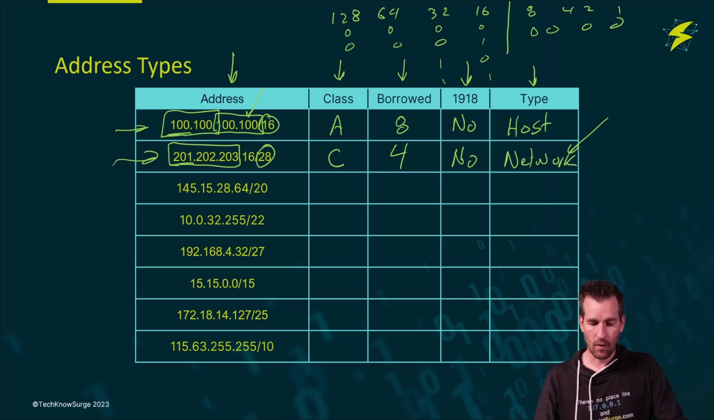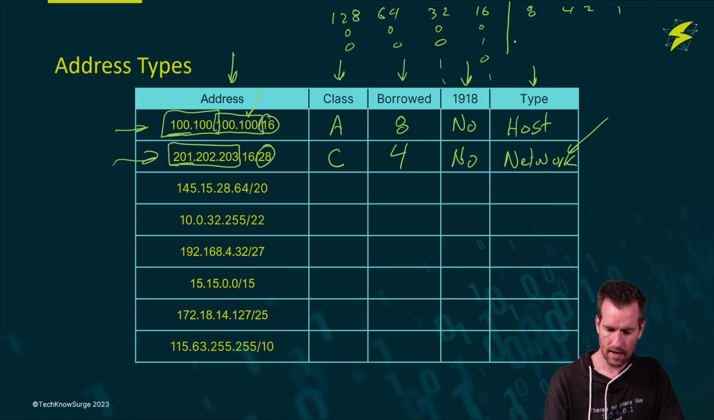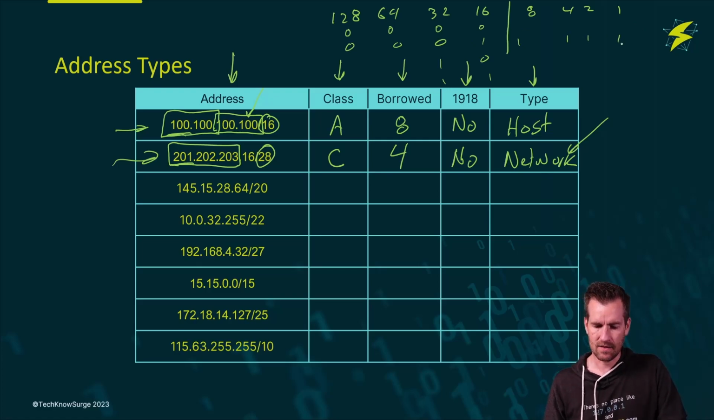All right. If I wanted to figure out what the last address of this range would be, I would just put all ones, right? So this is 16, 1, 1, 1, 1. And if you add all that up, then that would be 31. So 31 would be the broadcast address for this range.